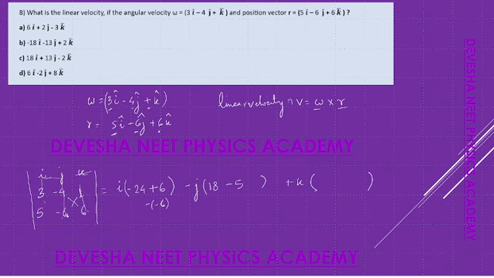And then 3 into minus 6. This is minus 6 here, right? 3 into minus 6 is minus 18. And subtract what? Minus 4 into 5 is minus 20. Subtract minus 20 from this. So minus 24 plus 6 is equal to minus 18i. 18 minus 5 is equal to plus or minus 13j.